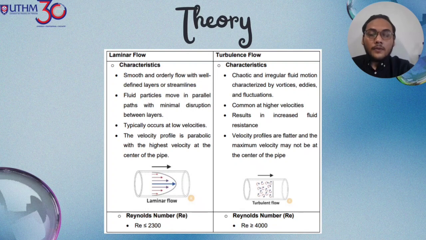Second, for the turbulent flow, the characteristics of turbulent flow is chaotic and irregular fluid motion characterized by vortices, eddies, and fluctuations, common at higher velocities. Thirdly, turbulent flow results in increased fluid resistance, and velocity profiles are flatter, and the maximum velocity may not be at the center of the pipe. And lastly, the Reynolds number of turbulent flow is 4000 and above.